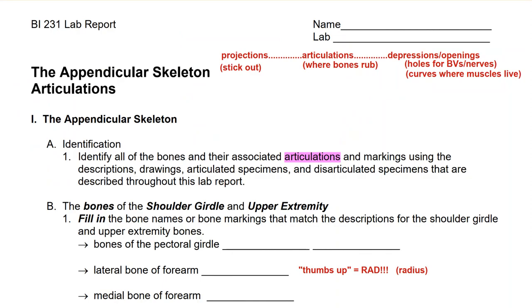So let's just walk through your lab report a little bit. Here we are at lab report number 10. I've just, again, reminded you about our bone markings that you need to know, and you'll start to see some of my highlighting.